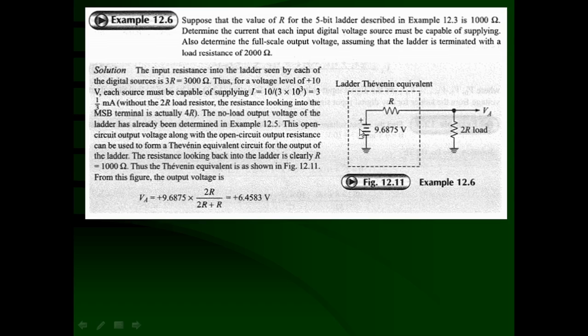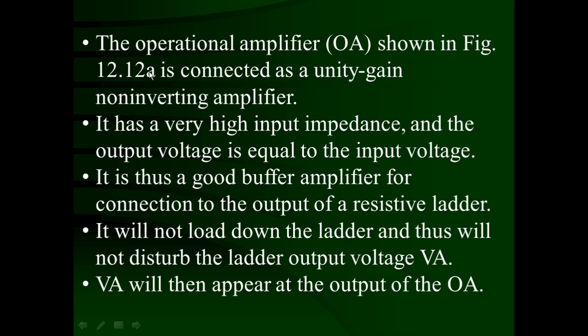In the open circuit case, when all the digital inputs were high, the output voltage was 9.6875, slightly less than 10 volt. But now, with the load resistance of 2R, the circuit will have perfect balance and maintain symmetry, and the output voltage is a perfectly weighted sum of the corresponding input digital signals. But that voltage comes out to be 6.4583. It is lowering. The operational amplifier shown in figure 12.10a is connected as a unity gain non-inverting amplifier.